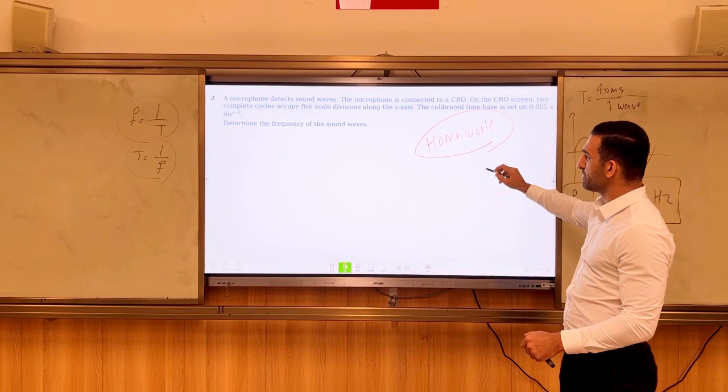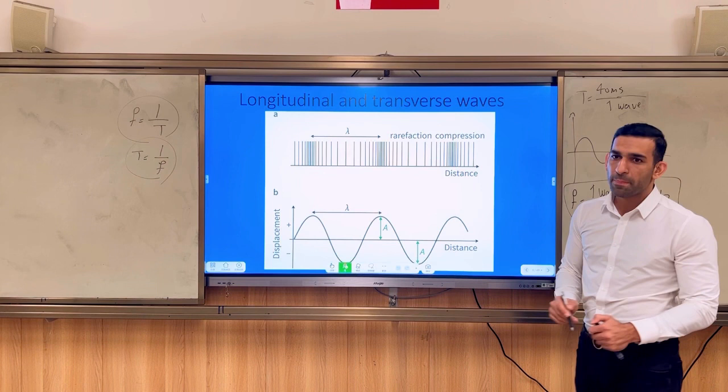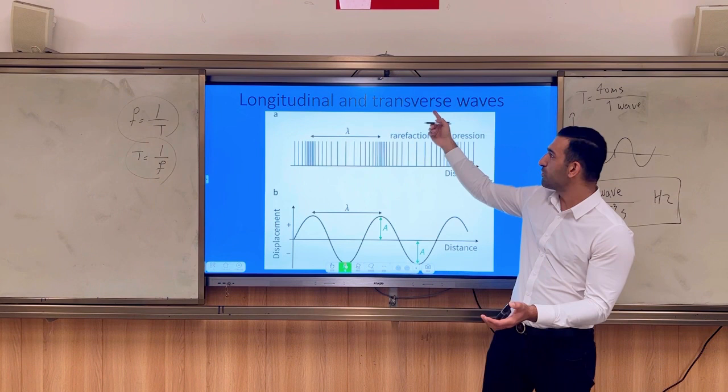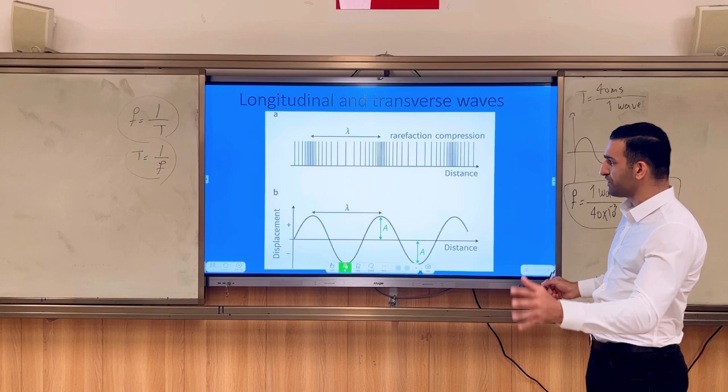So here, the next part, we are going to work on two different types of waves. One of them is longitudinal, another one is transverse wave. What is longitudinal, what is transverse? I'm going to give you the definition of them. So this is a longitudinal wave, this is a transverse wave.